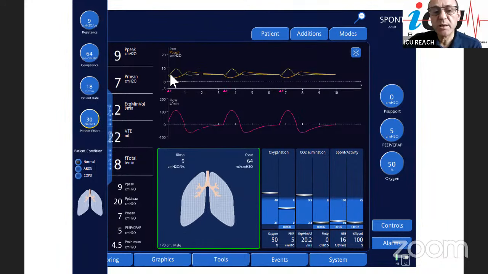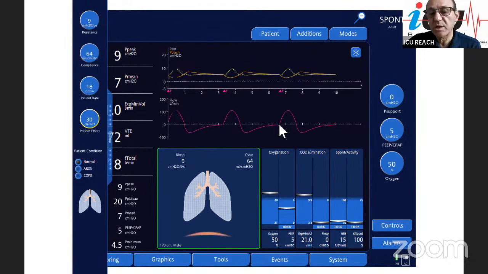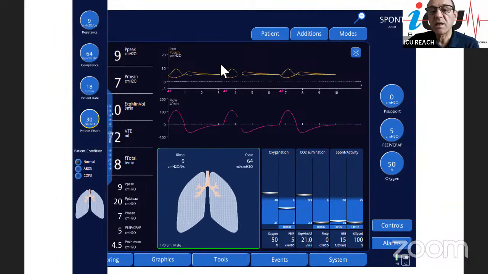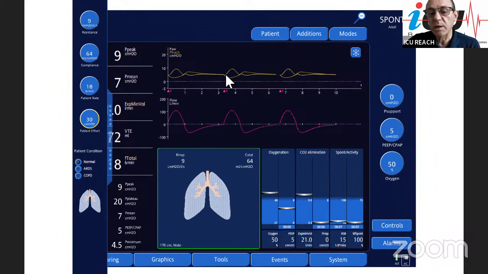Why does it go up this way, not high right away? Because of the flow. Look at the flow. The flow goes up gradually. It's a sine wave because it's spontaneous breathing now. It's not a pressure supported breath anymore. And then that pressure goes up gradually.